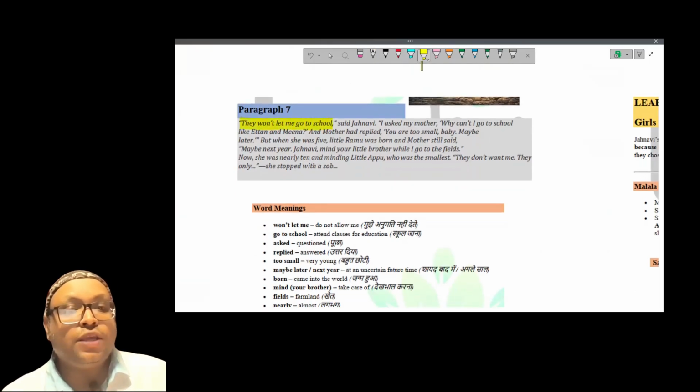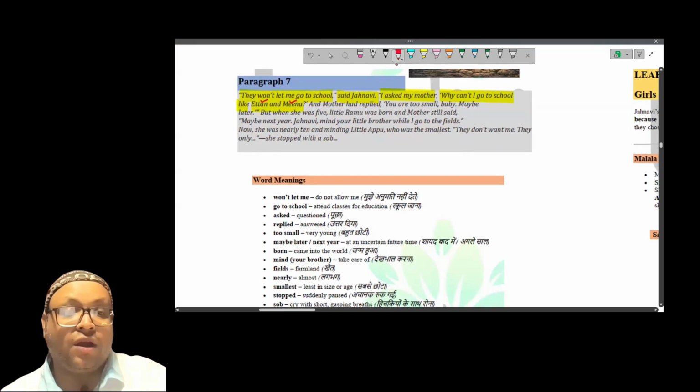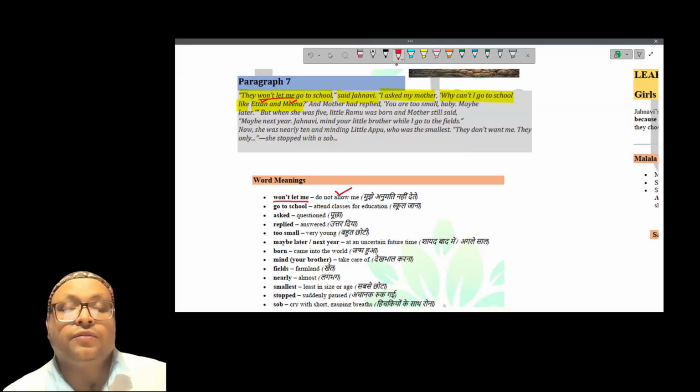"They won't let me go to school," said Jahnavi. "I asked my mother, why can't I go to school like Ettan and Mina?" So you need to understand, she has her siblings, Ettan and Mina. Now look carefully: "won't let me" means do not allow me. Who won't let me? Family members. And Jahnavi asked her mother, why can't I go to school like my siblings Ettan and Mina?